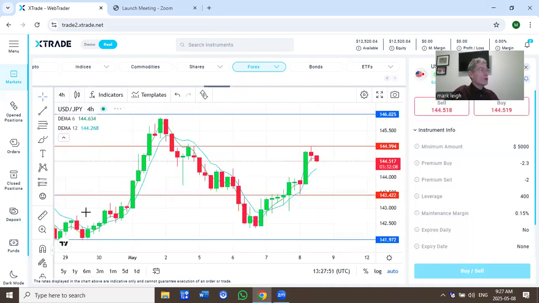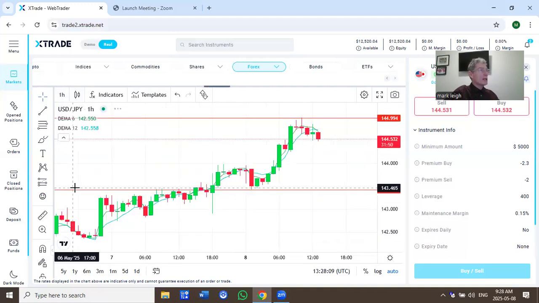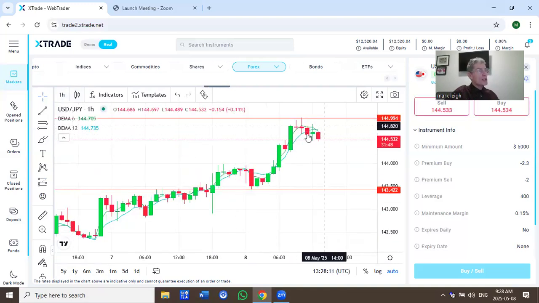Let's have a look at the 4 hour. There you can see in the last two 4 hour candlesticks, after setting resistance here at the 145, coming down now 144.52. EMAs still up on the 4 hour, must be close to coming down on the hourly. There you go, just closing down as crossing over and pointing down right now. We'll see if that carries on through the hour.